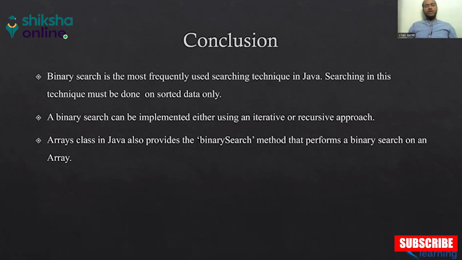The Arrays class in Java also provides a binary search method that performs binary search on an array. There is another class, Arrays, which also provides this binary search option, which we can use with an array, but this is a very simple and effective option. As I told, iterative is more system friendly and environmentally friendly because it consumes less energy.